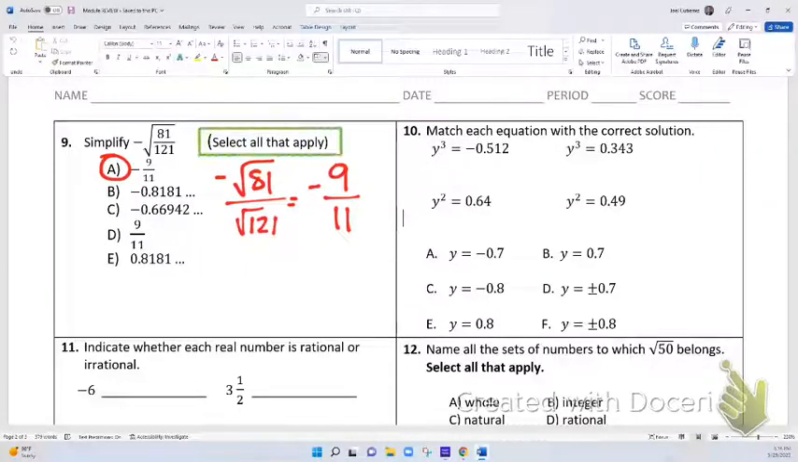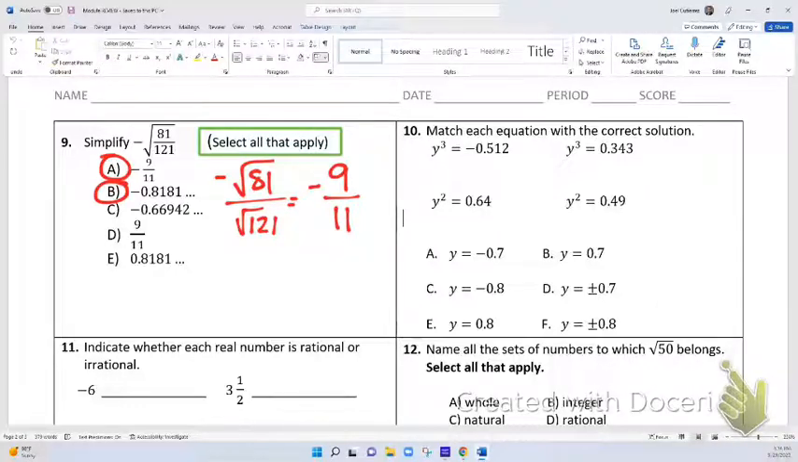A reminder once again that when it says select all that apply, typically that means there's going to be more than one answer. So if you plug in negative 9 divided by 11 on your calculator, the second answer that you should also be getting is B, which is a negative 0.81 repeating.